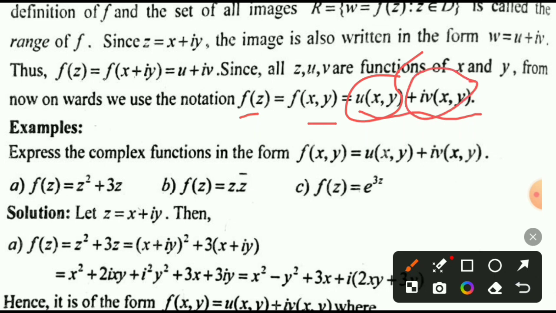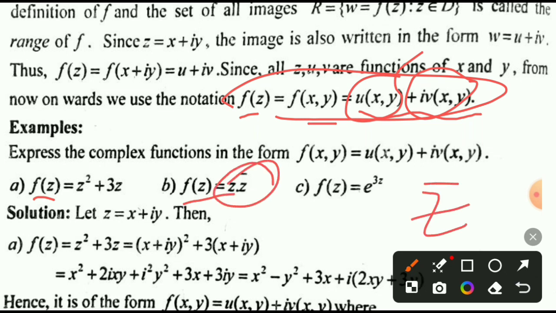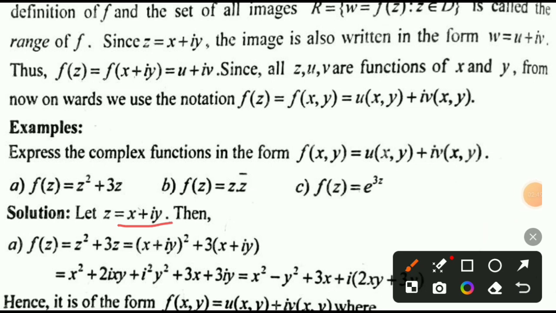Okay, let us see some examples. Express each of the complex functions in the given form. For example, we have f of z is equal to z squared plus 3z. Then the next is z times z bar, where z bar is the conjugate of z, and then another function with 3z. Okay, let's write them here. Let z is equal to x plus iy. Z squared means x plus iy the whole squared. We put the value here in the place of z. Then we get x plus iy squared plus 3 times x plus iy.